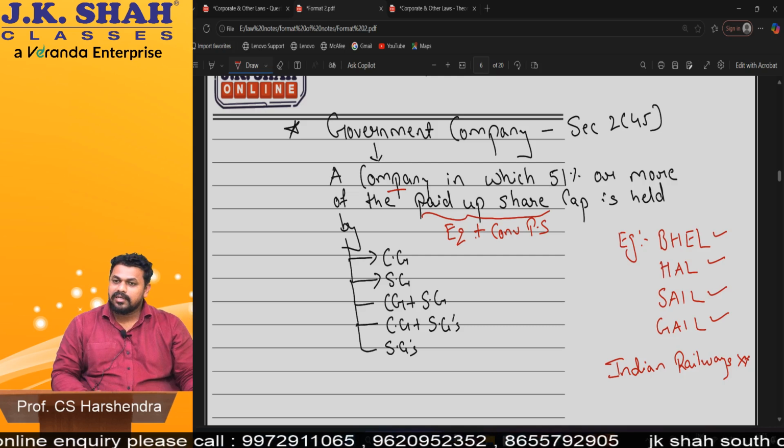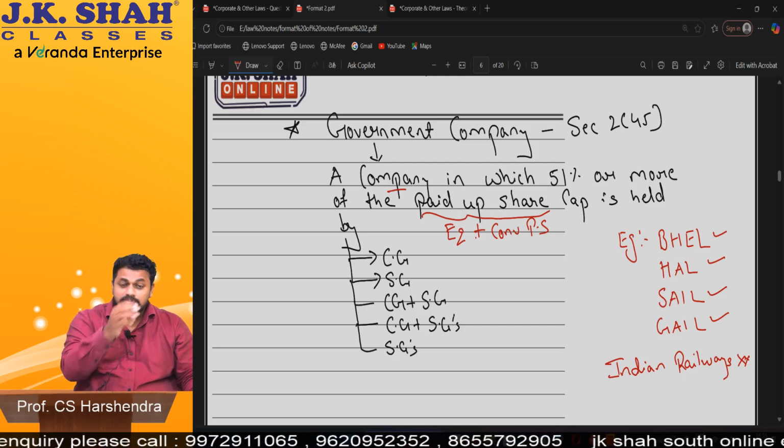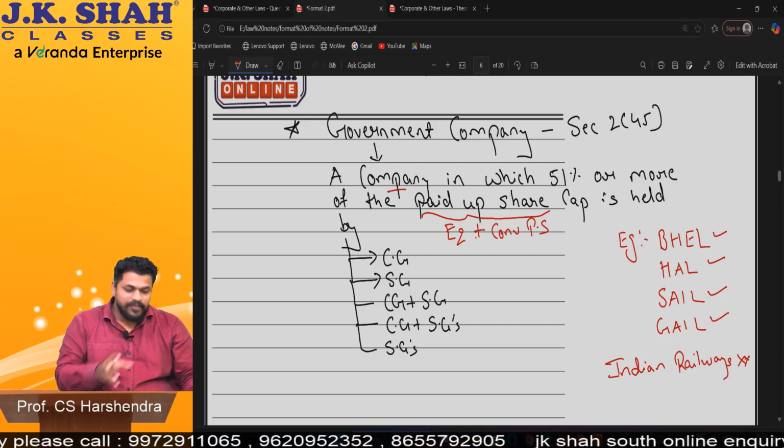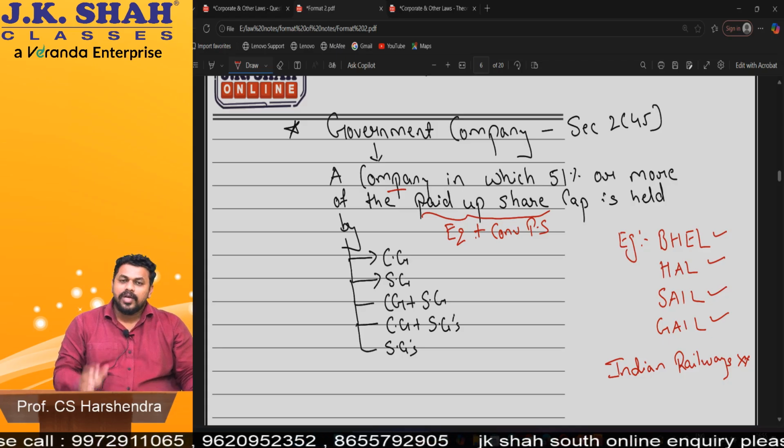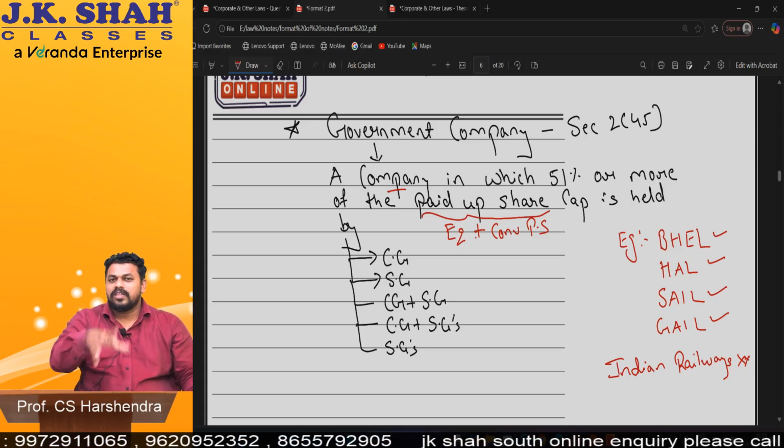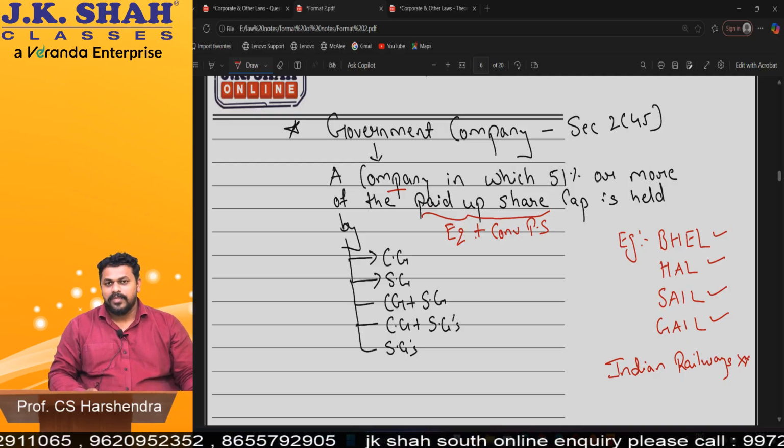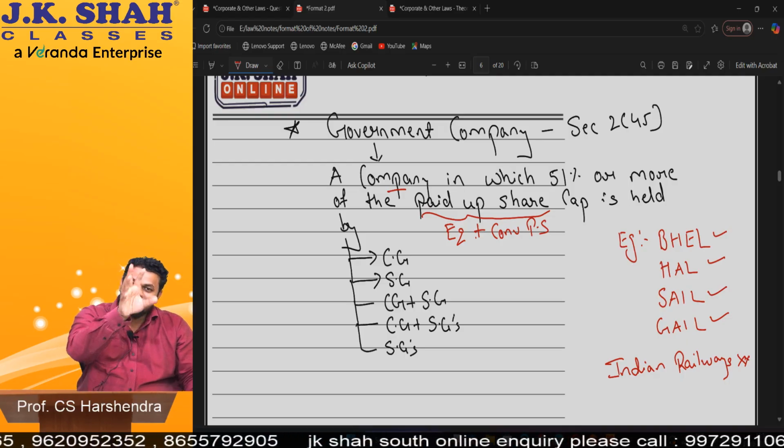Understood? Clear? Everyone. So boys especially, if you get a job in BHEL, you are a CA. At the time of marriage, just for dowry, don't say you have a government job. You don't have. You are an employee of a company, not of the government.